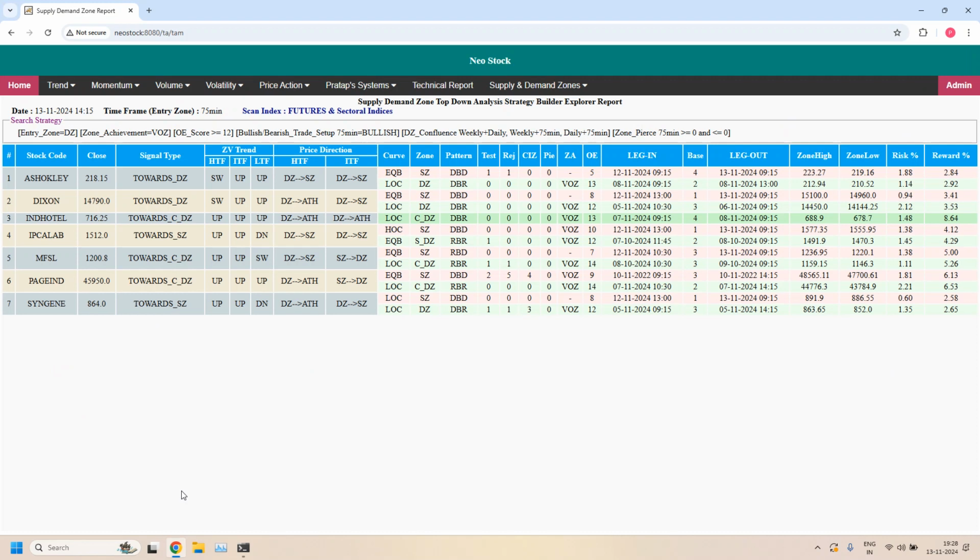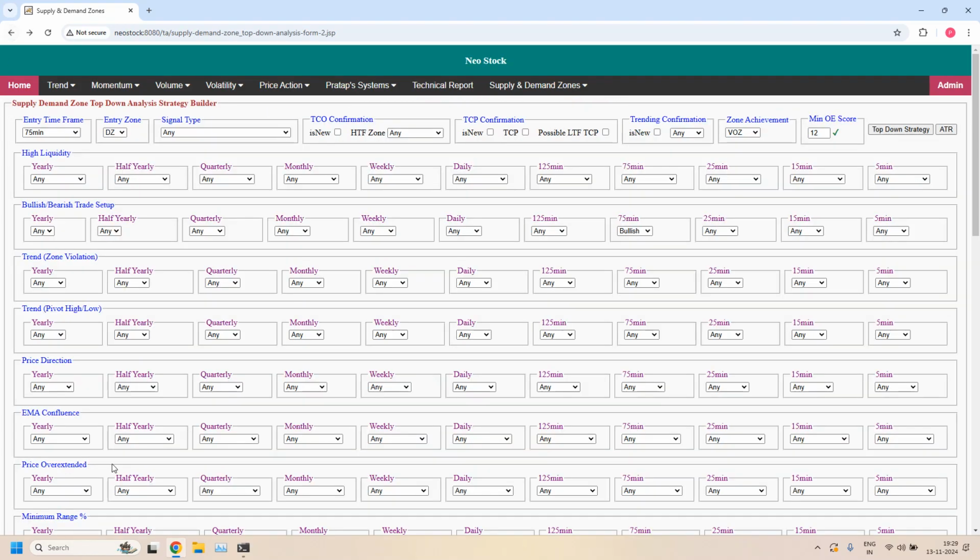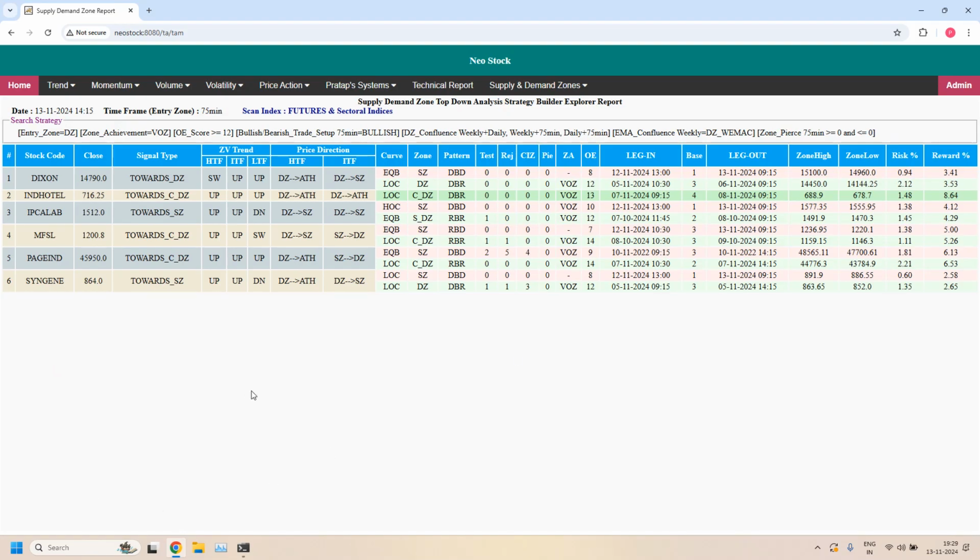In all these 7 stocks, 75-minute zone is part of the daily zone, both together again part of the weekly zone. And weekly trend is up in all the stocks except first two. So from 3rd to 7th, if any of these stocks are having a weekly EMA confluence, they are even more high probability setup. So in the EMA confluence, at weekly time frame, weekly demand zone with weekly EMA confluence filter is enabled. Now we got 6. All 6 are having a weekly EMA confluence.